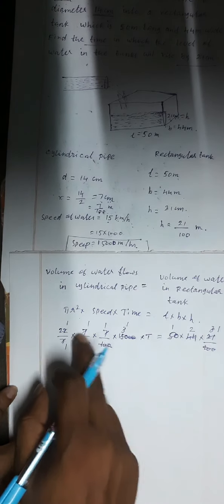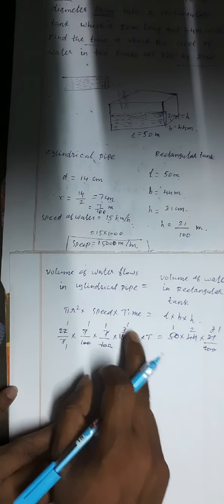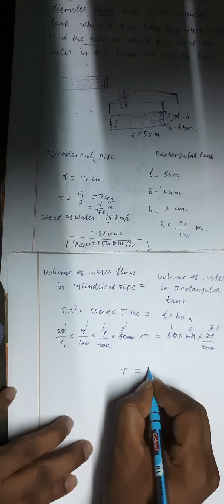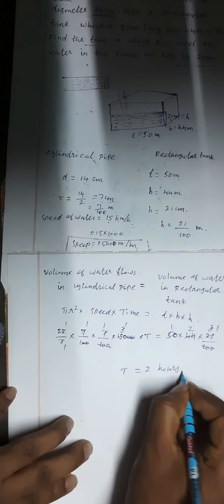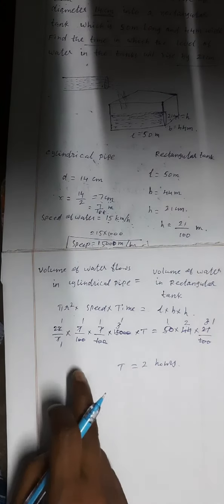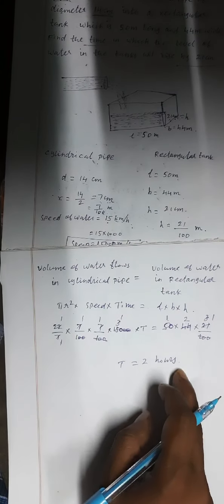So everything cancels here, so 1 into t equals 1 into 2, t equals 2. So how many hours will it take? 2 hours it will take. So cancelling is understood. Okay, thank you.